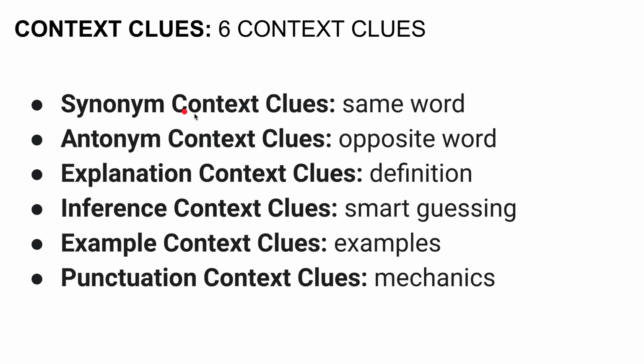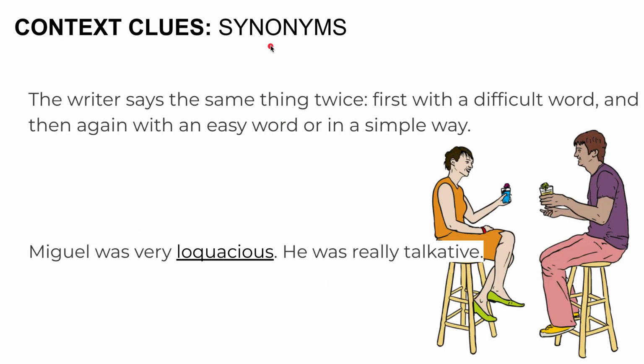This is synonym context clues. It's the same word. Antonym, it's the opposite. Explanation, the author gives us a definition. Inference, we guess intelligently. Example, these are examples. And punctuation context clues. This is mechanics. We'll be looking at these 6 context clues more deeply. Let's start with synonym context clues.